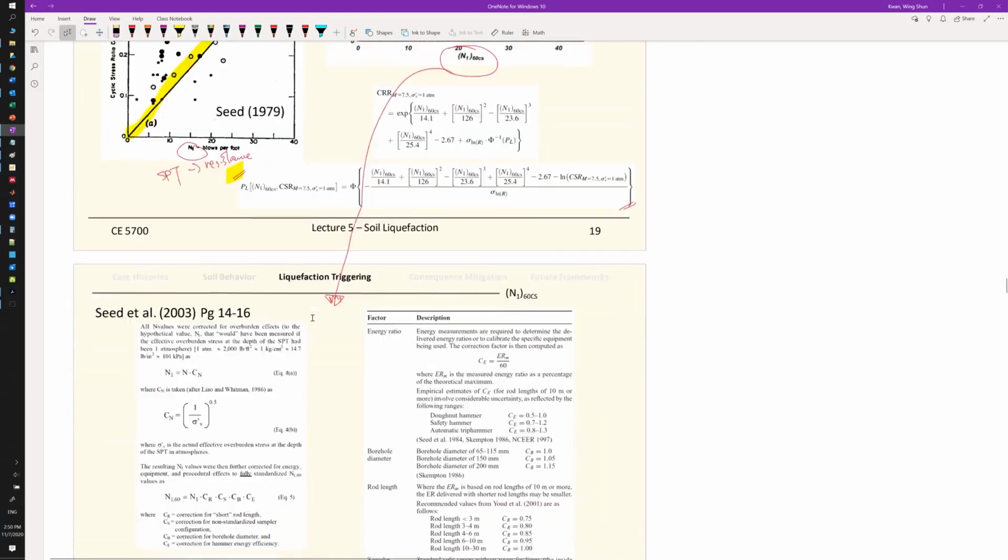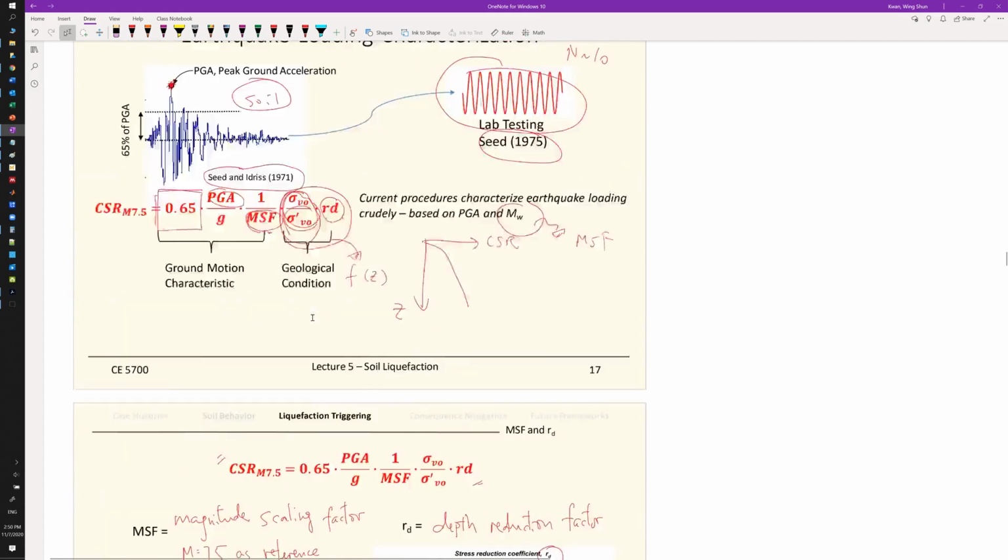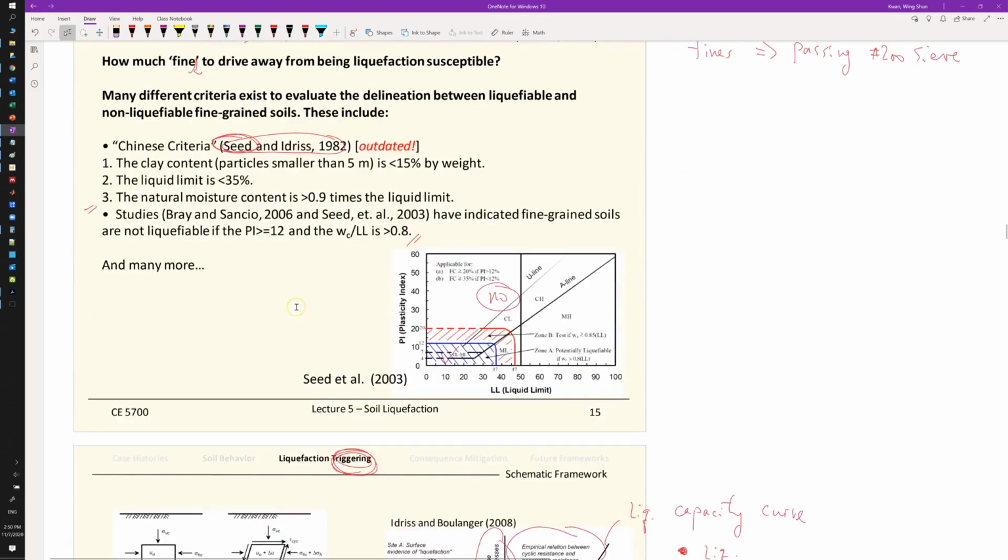way before, the Bray method. So here the Bray method. If this is ML material, very likely we fall in the region that the blue is non-liquefied, but the red one is the tricky one. And pretty much CH and MH material is just not liquefied. And CL materials, again, depend on the PI and also the liquid limit.